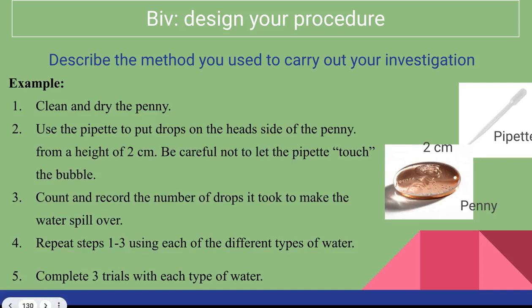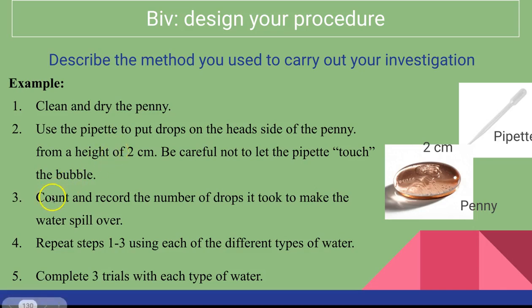This is from our Penny Lab. And you can notice that there's a numbered list of steps that you're going to be writing. For step 2, it says use the pipette to put drops on the head side of the penny. So there you're actually naming what kind of equipment you're using. And it also says from a height of 2 centimeters. So that height of 2 centimeters is a specific measurement that it's telling you to make in the setup.